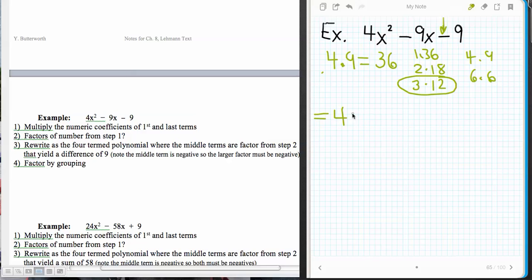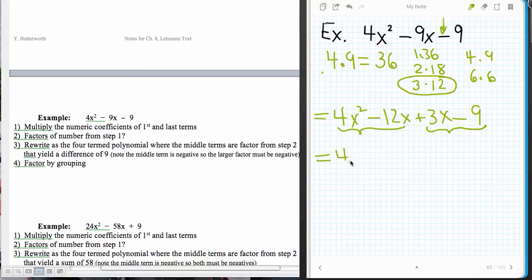So we have 4x squared. I need a negative 9, so I'm going to do a negative 12x and a positive 3x. Those give me a difference of 9, and then minus 9. Now I'm going to factor by grouping. Grab the first two, grab the second two, and factor by GCFs.